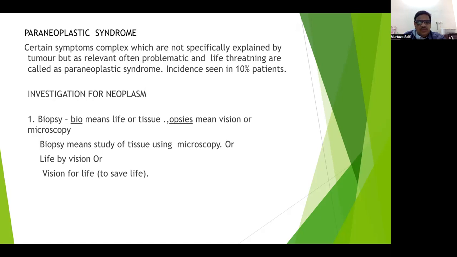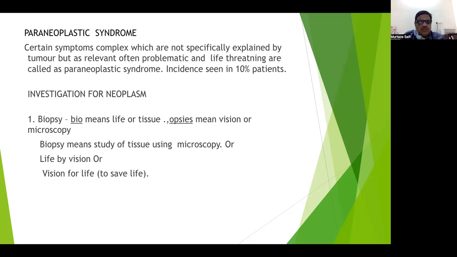Now come to investigations of neoplasm, which is very important. When a patient with a growth or a neoplasm comes to the OPD or the surgery department, you must know which investigations you do for confirmation of the diagnosis of the neoplasm. First and very important is the biopsy.